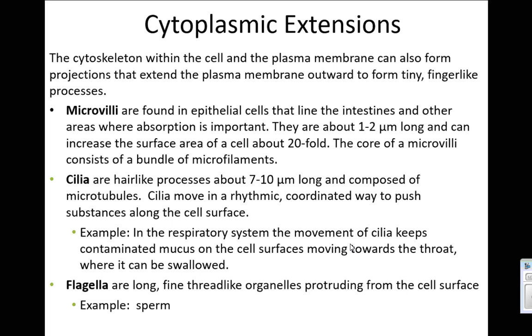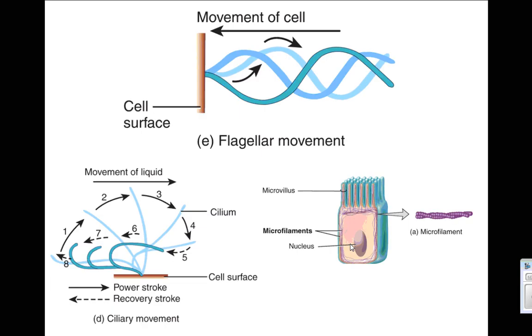Okay. Sperm, however, move the entire cell, with flagella, which are kind of like a whip-like tail that help a sperm swim and implant or fertilize a female egg. So those are 3 extensions of the plasma membrane.